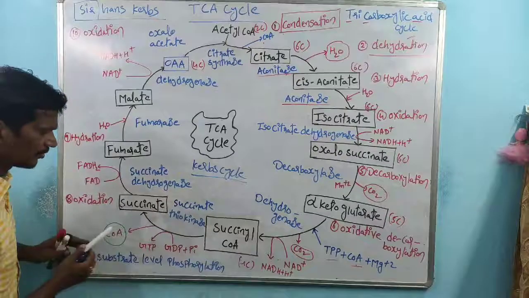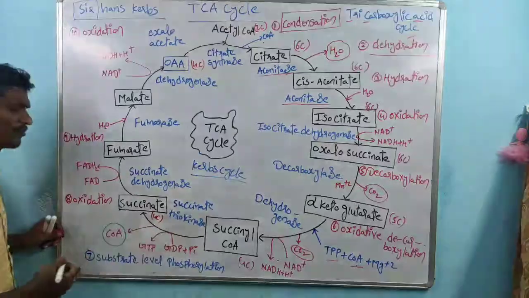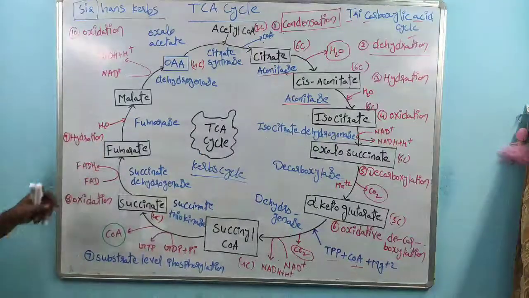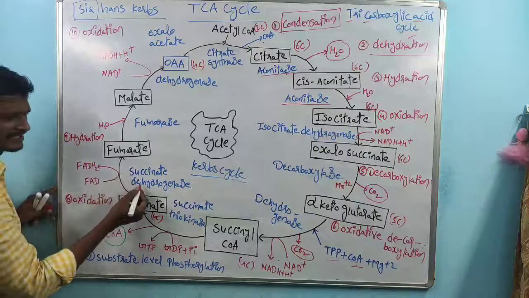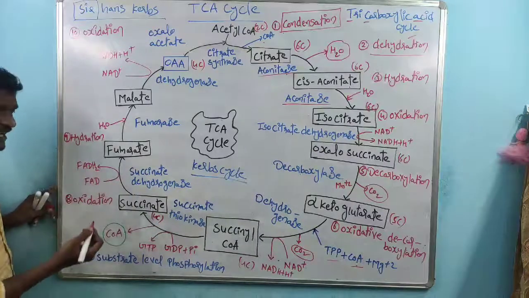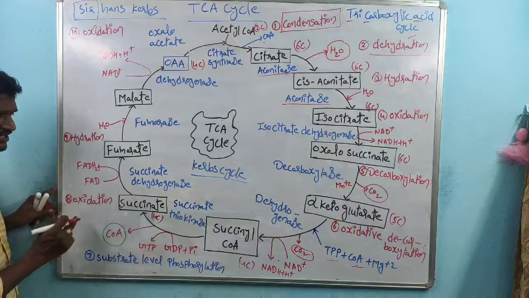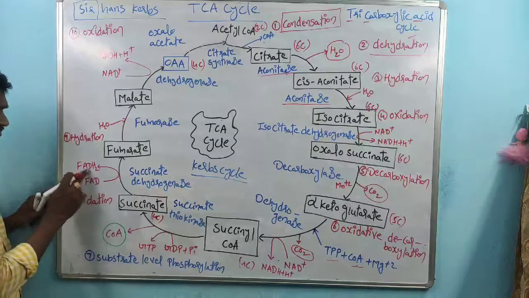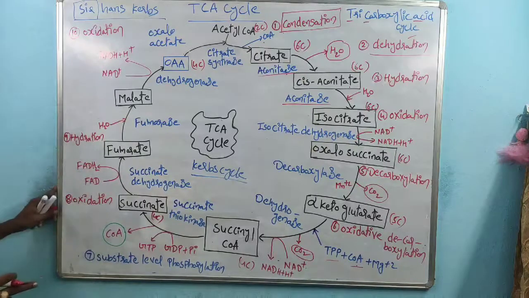See, this is a 4 carbon compound. This one is also a 4 carbon compound, and this one is also a 4 carbon compound. The succinate is converted into the fumarate by the action of succinate dehydrogenase enzyme. By the action of this enzyme, FAD is converted into FADH2.